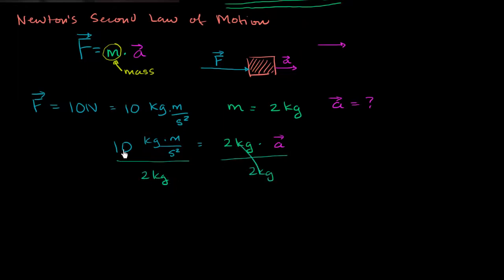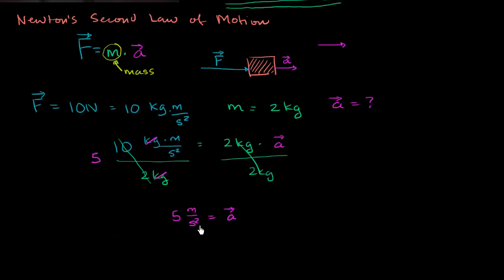That cancels out. 10 divided by 2 is 5. And then you have kilograms canceling with kilograms. On your left-hand side, you get 5 meters per second squared. And that is equal to your acceleration.